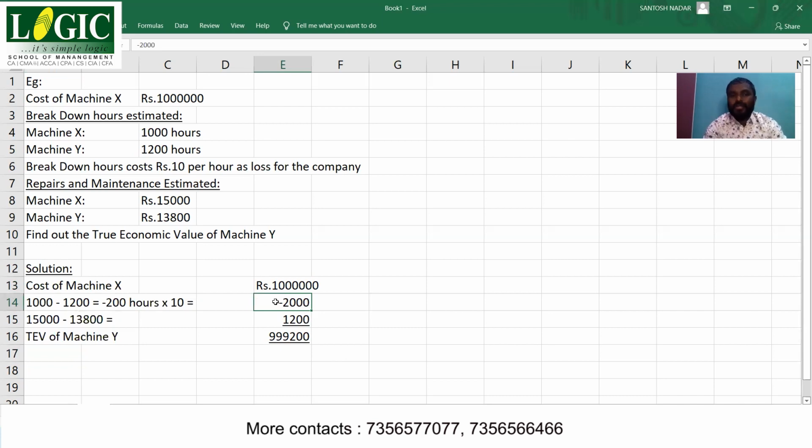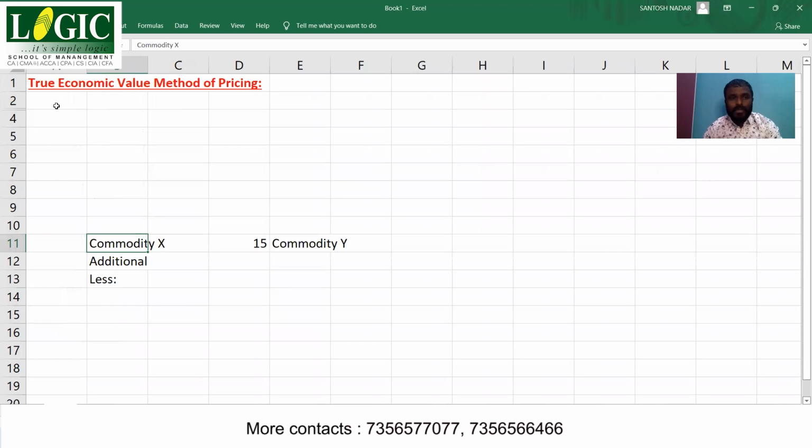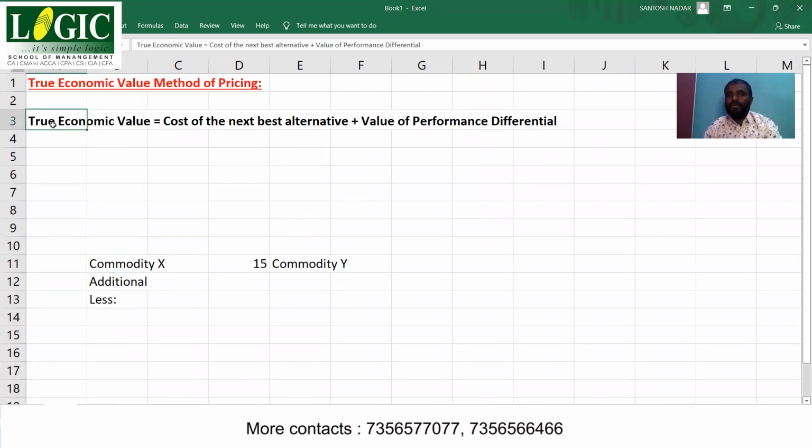Mind well, under true economic value, there is one assumption in the background: all this calculation is done by the company. The customer is unaware of this fact. The customer doesn't know how many breakdown hours machine X will incur, machine Y will incur, or what the repairs and maintenance cost will be. I'm just trying to find out what my value should be as compared to X in the market. That is why true economic value is defined as true economic value equals the cost of the next best alternative.